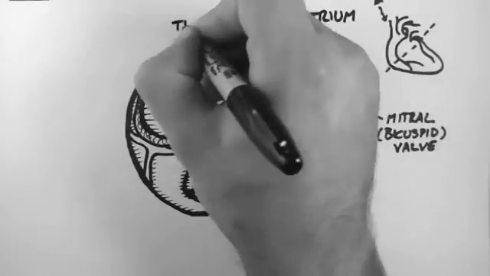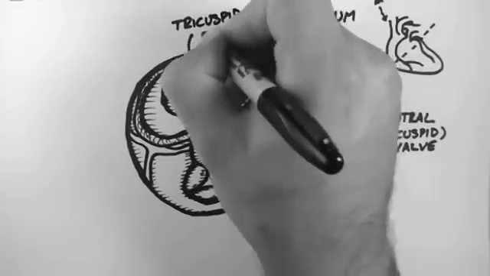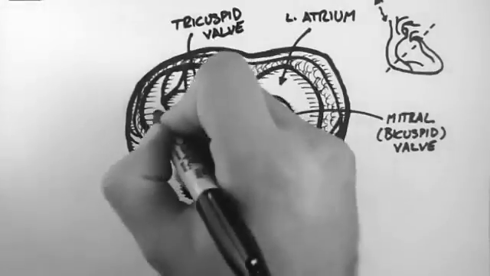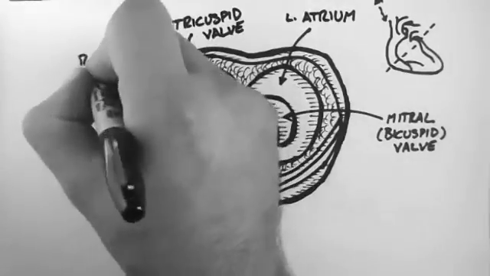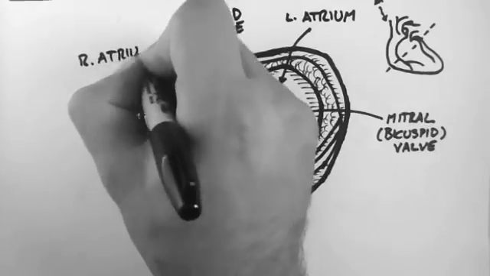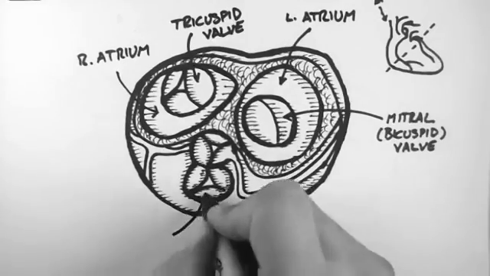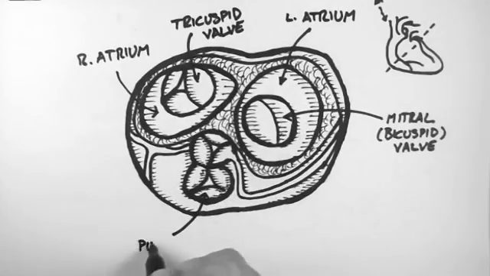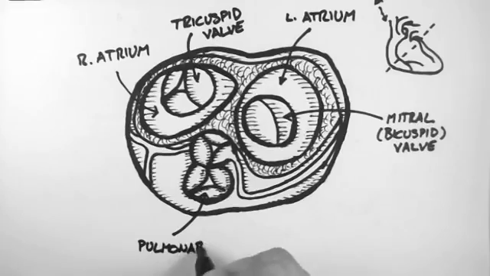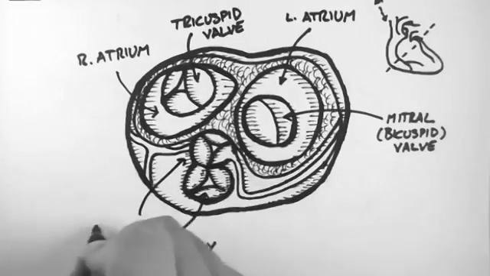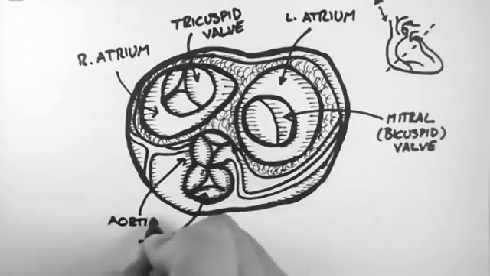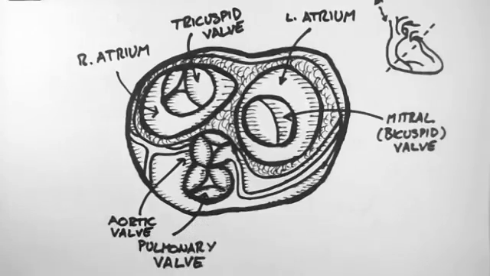This valve here with three cusps is called the tricuspid valve, and it lies in the right atrium, and it serves as the valve between the right atrium and the right ventricle. Now down here we have the pulmonary valve, and it lies between the right ventricle and the pulmonary trunk. And then just above it here we have the aortic valve, which lies between the left ventricle and the aorta.